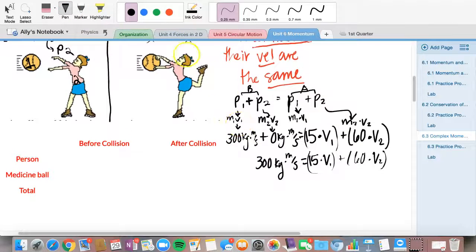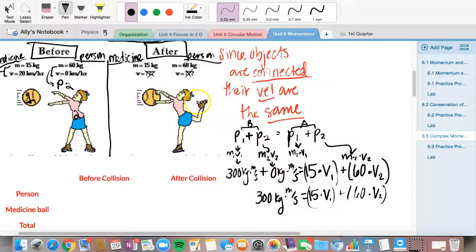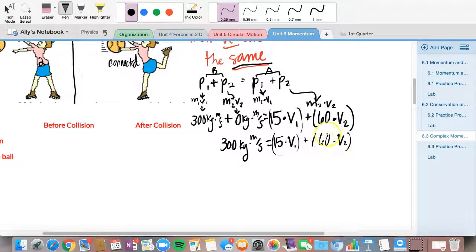Well, if you look at the picture, it tells us something really important. The objects here are combined. The medicine ball is touching the person and they're staying together. They're connected. That's really important. What that tells us is since the objects are connected, their velocities are the same. So instead of writing v1 and v2, I'm just going to write v. Now I have 15v plus 60v.